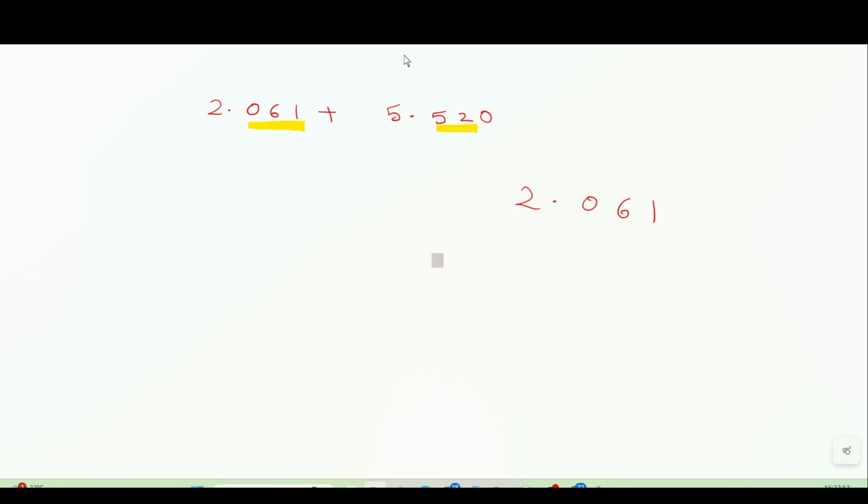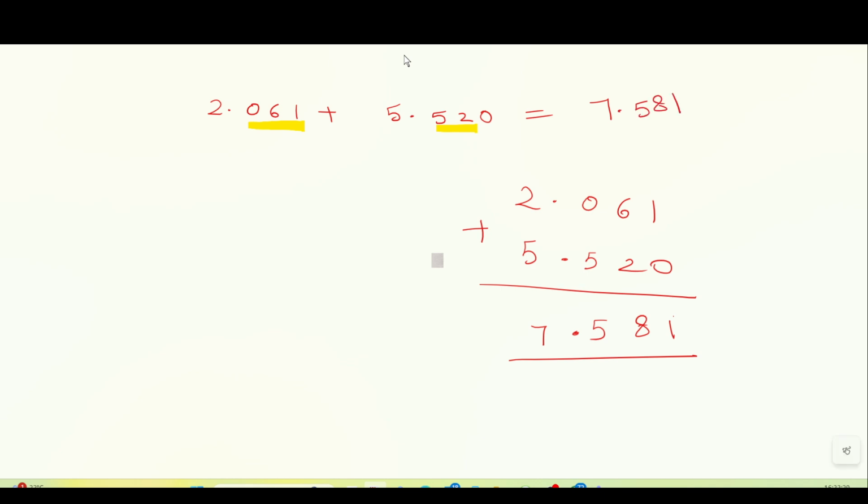If I put a 0 there, this will also become 3 digits. Now, simply like we add whole numbers, we will write them and add them. 1 plus 0 is 1, 6 plus 2 is 8, 5 plus 0 is 5, 5 plus 2 is 7. So the answer is 7.581. Okay, this was question number 2.